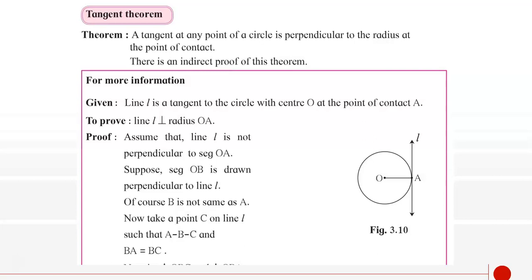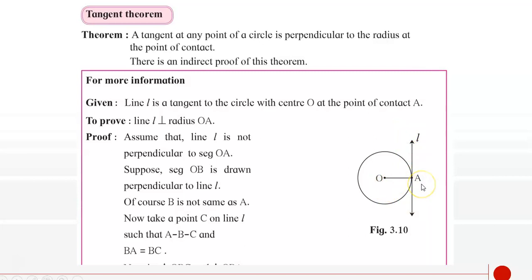So let us start. Now over here we have figure 3.10. Line L is a tangent, given information, to the circle with center O and the point of contact is point A. We have to prove that this particular line L is perpendicular to radius OA. Now let us start. We are going to assume that line L is not perpendicular to OA.